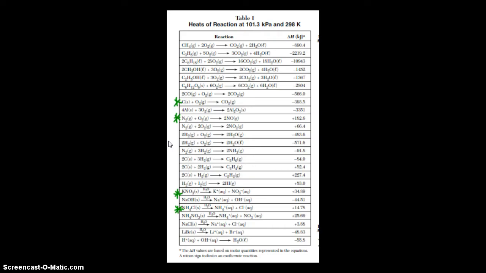Look at those four equations. Can you spot the one with a negative delta H? There it is. Carbon plus oxygen yields carbon dioxide with a delta H value of negative 393.5. Therefore, the correct answer is number 2.